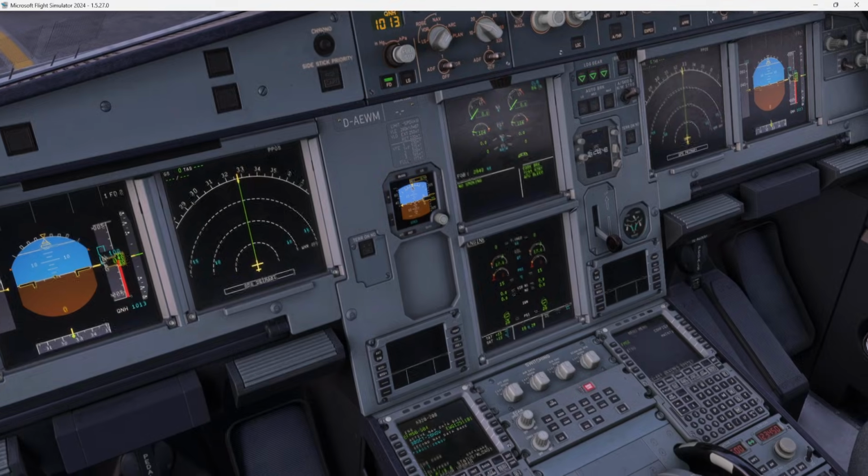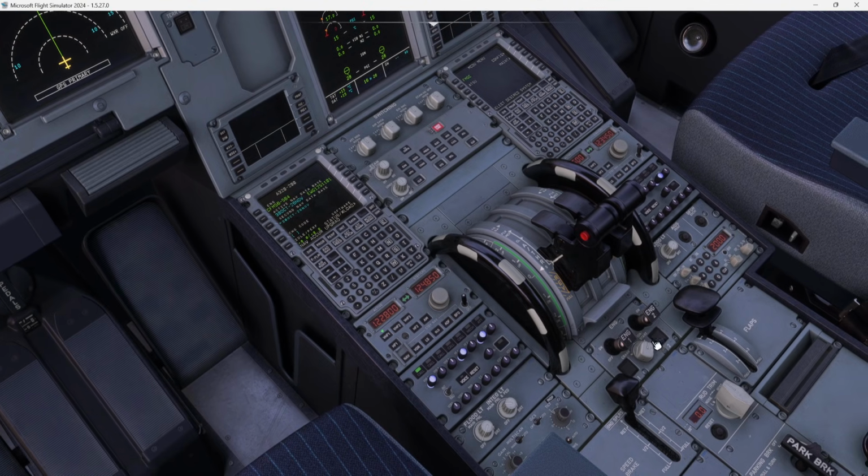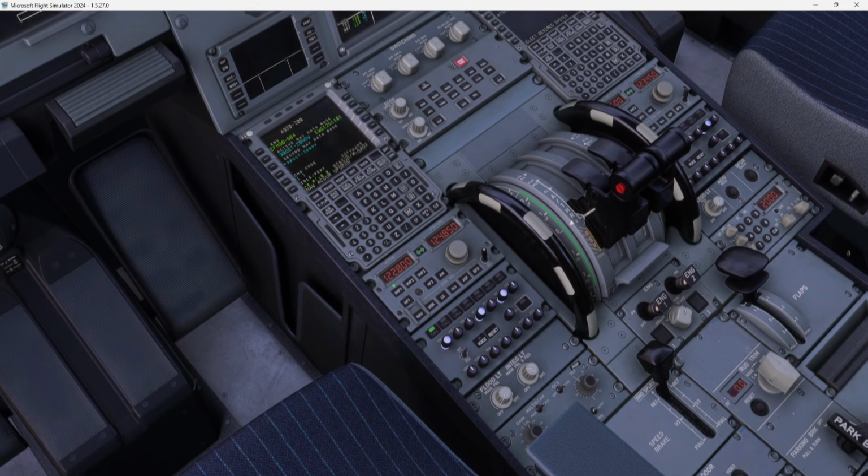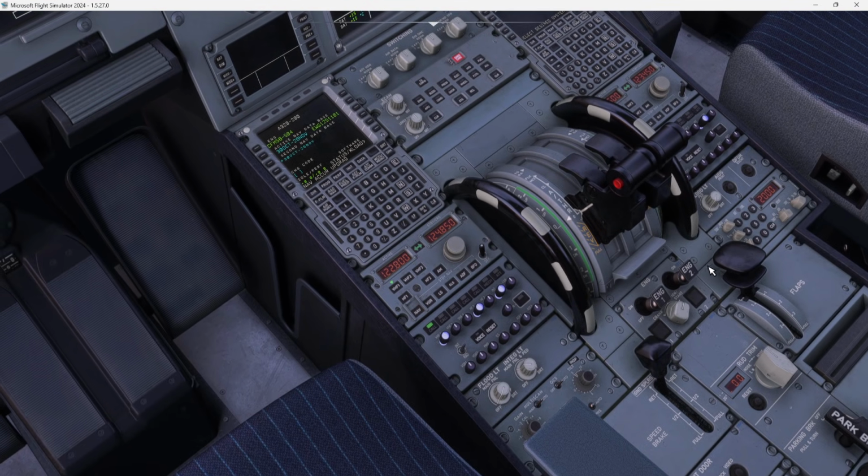So once I start engine number 2, now the FADEC is monitoring. Actually the FADEC, guys, is the full authority digital engine control unit. The FADEC has full authority, so it controls everything. What you need to do is press start.